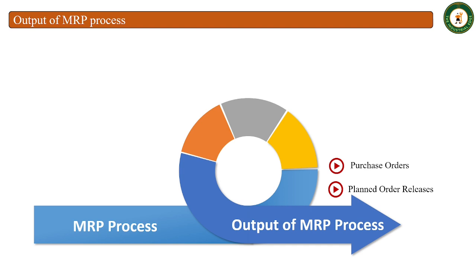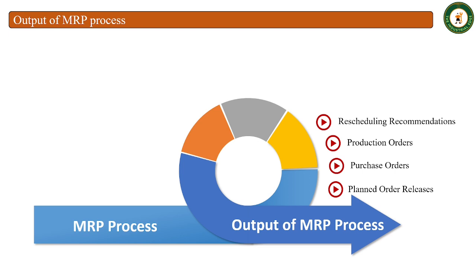Second output, purchase orders. For externally produced items, MRP may generate purchase orders that specify the quantity, timing, and supplier details for materials that need to be purchased. These purchase orders are sent to suppliers to initiate the procurement process. Third output, production orders. For items produced internally, MRP generates production orders that detail the quantity to be produced, production start and end dates, and the necessary resources, labor, machines, etc. for the manufacturing purpose.